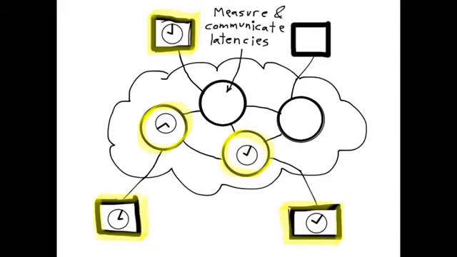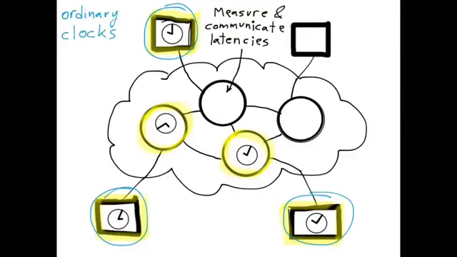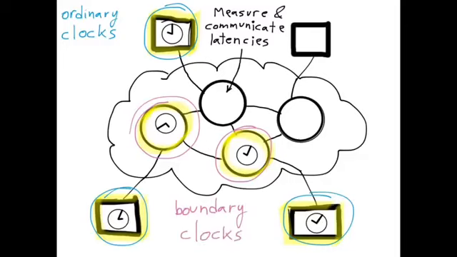To distinguish between clocks that are terminal devices and clocks that are network devices, different terms are used for them. Clocks that are terminal devices are called ordinary clocks. On the other hand, clocks that are network devices are called boundary clocks. Regarding a network device that measures and communicates latencies, such a device is called a transparent clock.